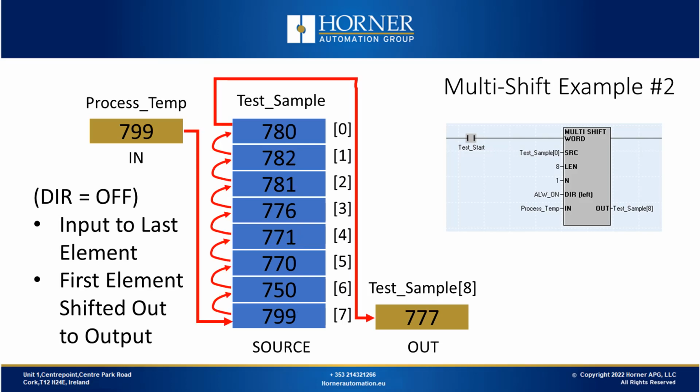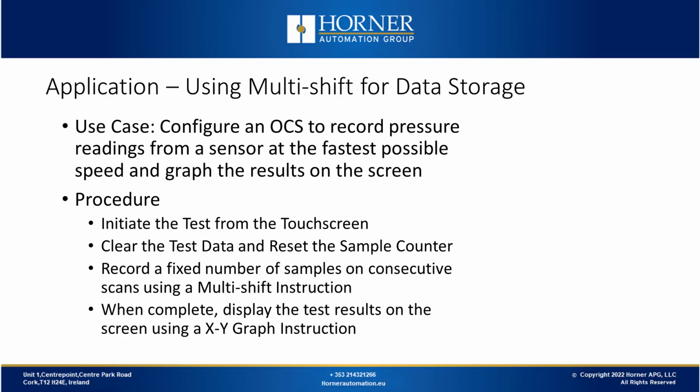This time our input value goes into the last element, and the first element falls off the end of the shift register and gets copied to the output. Let's start talking about some applications where this could be useful. We're going to discuss a use case where we're going to configure an OCS to record pressure readings from a sensor at the fastest possible speed and then graph those results on the screen.